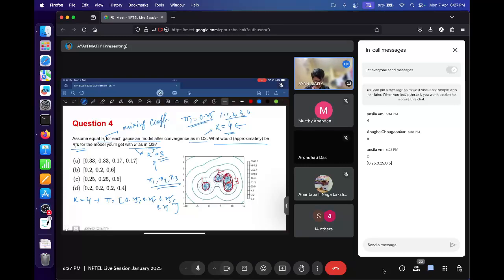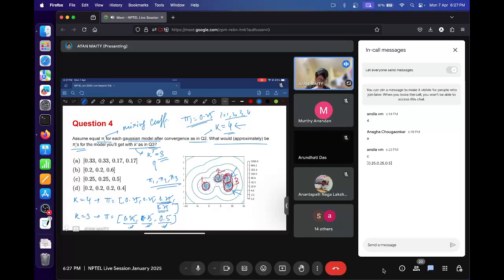So in case of k equals 3, there will be 3 pi i values. For the first cluster, it remains 0.5. For the second cluster, it still remains 0.5. But for the third cluster, the pi i values 0.25 and 0.25 would be summed up, because these two clusters are merged into one cluster. So it would become 0.5. So 0.25, 0.25, 0.5. So these are the 3 pi i values for the 3 clusters.